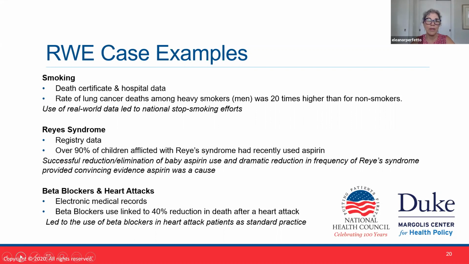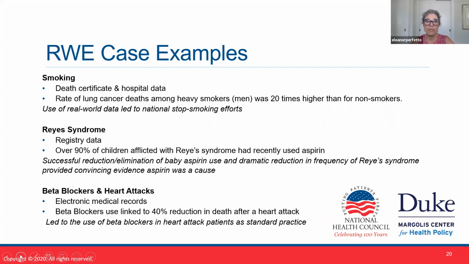A second example that many parents are aware of is in Reye's syndrome. It was because of these studies in Reye's syndrome that we successfully reduced and in many cases eliminated the use of baby aspirin. Because we found, through using registry data, that over 90% of children that had been affected by Reye's syndrome had recently used aspirin. And this led us to providing convincing evidence that it was the baby aspirin that had been the cause. And again, not a clinical trial scenario, but using real-world data from a registry.